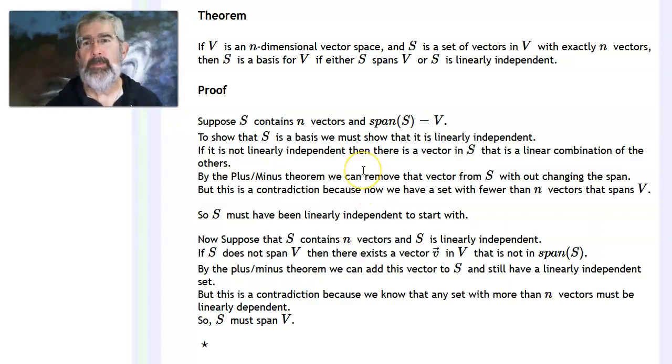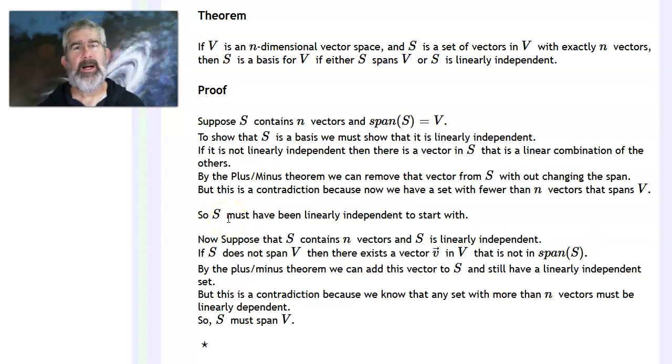Right? So here's my proof. There's two parts to this proof because I have to essentially show if S spans V, then it's independent. And I have to show that if S is linearly independent, then it spans V. Because to be a basis, you need both. So if I have one, I got to prove the other. So let's start with, suppose S contains n vectors and the span of S is all of V. So if S is not a basis, then it's because it's not linearly independent. So I want to show that it is linearly independent.